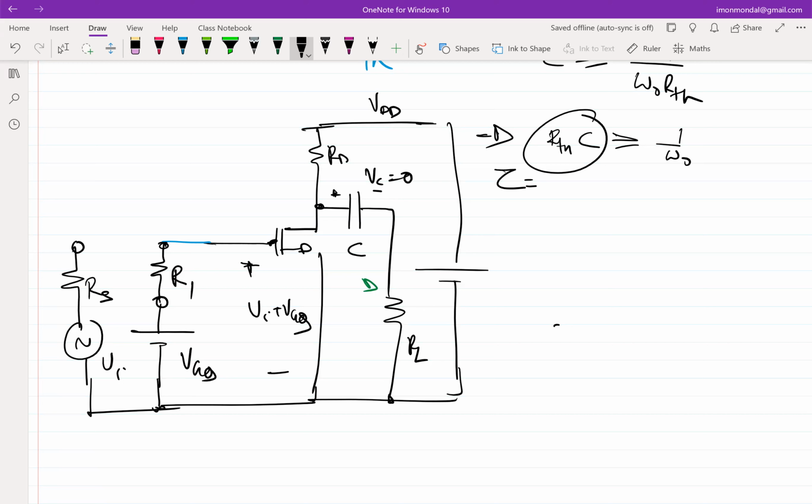Capacitor in series with RS. Okay, why capacitor in series? Why not simply connect? Is there a problem if I simply connect? Okay, biasing will get affected. That I agree. So let's just humor me for some time. So let's assume that I connect it like this. What will be the voltage here?